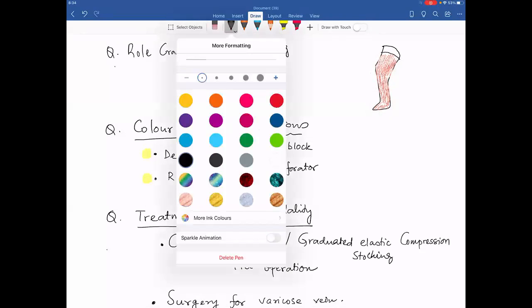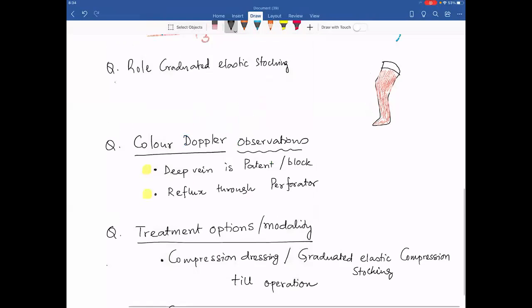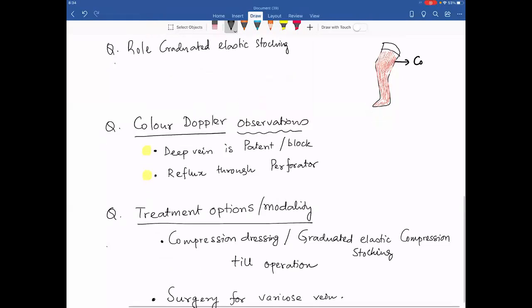Remember that the compression, say for example, at the thigh is 70 millimeters of mercury. The compression at the knee can be 80, at the calf can be 90, at the ankle say 100 millimeters. That means the more we are going down, the compression by the stocking is more. Can you tell me why have the manufacturers made it like this? Because the pressure is more below. Exactly, very simple.